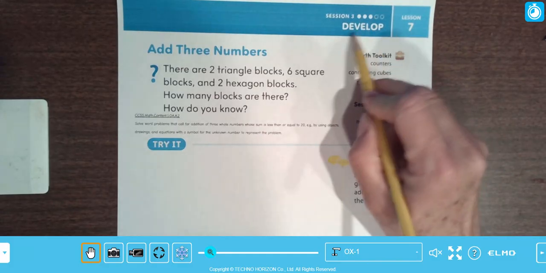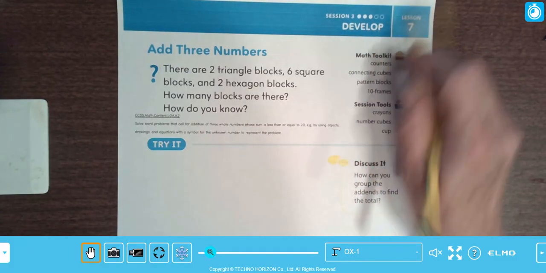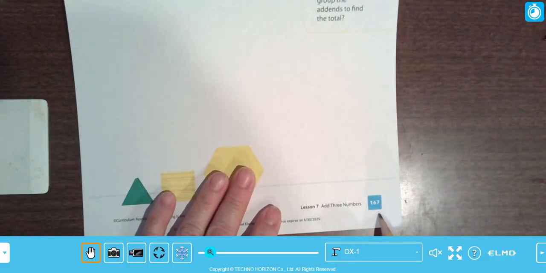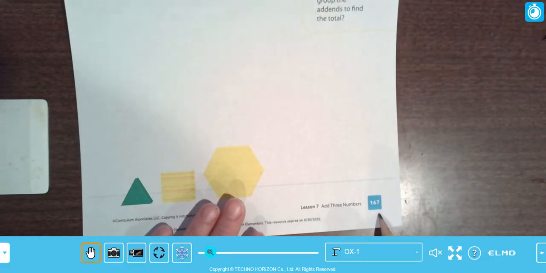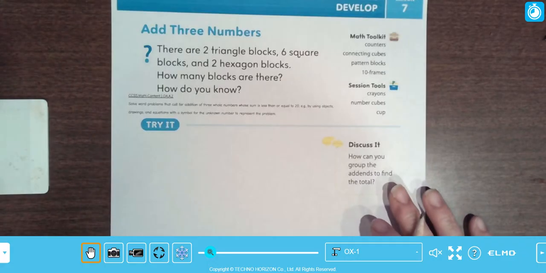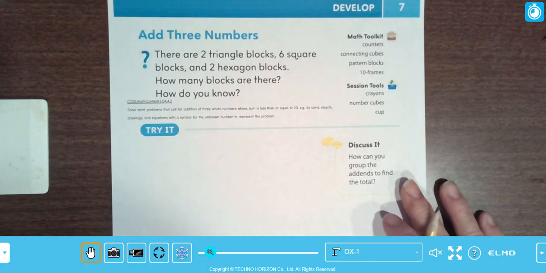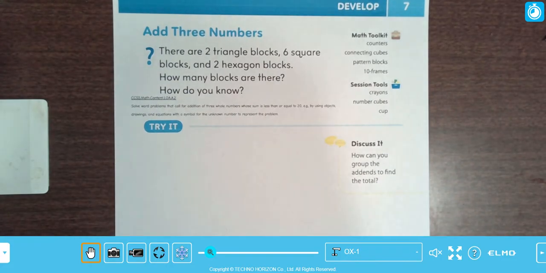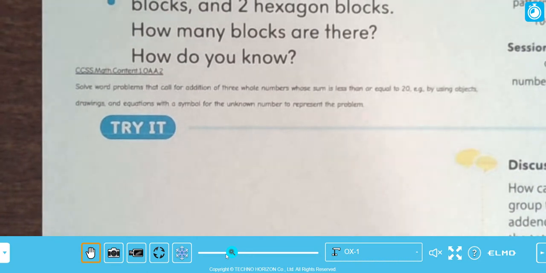There's 3 circles here, and it's called Develop, and it's page 167 in the iReady Math for first grade. And our standard for today is right here. I'm going to make it bigger so you can see it. There it is. There's the standard.